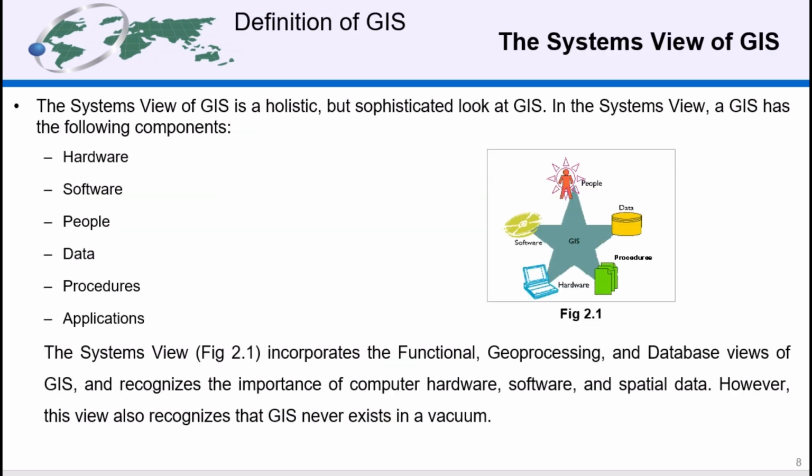We move on to the system view of GIS. The system view of GIS is a holistic but sophisticated look at GIS. In the system view, a GIS has the following components: the hardware, the software, people, data, procedures, and applications. The system view incorporates the functional geoprocessing and database views of GIS and recognizes the importance of computer hardware, software, and spatial data. However, this view also recognizes that GIS never exists in a vacuum.